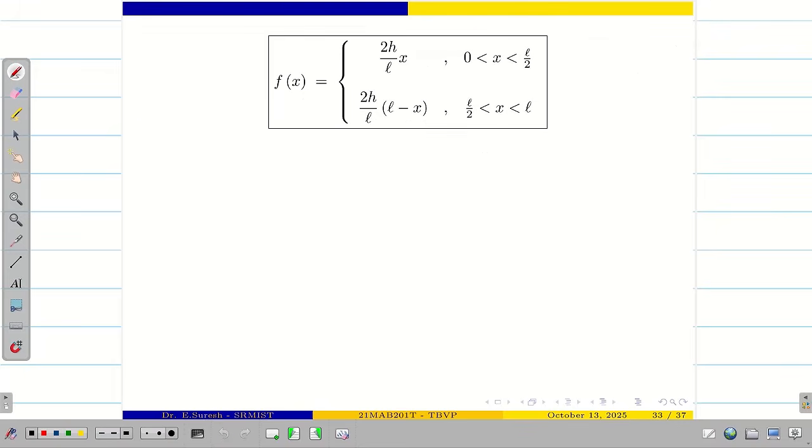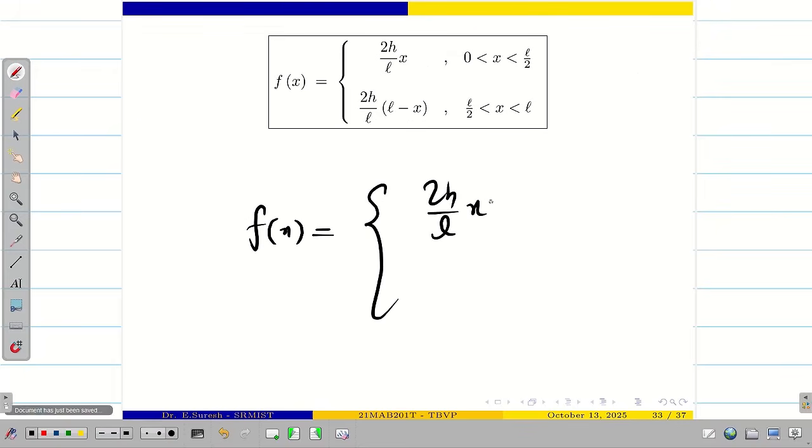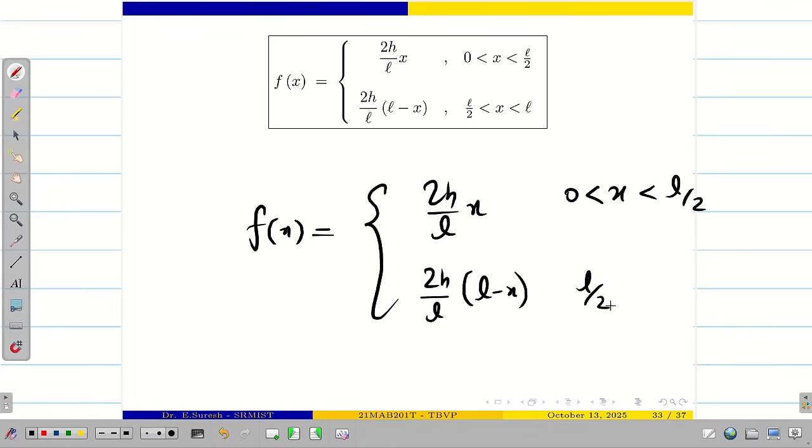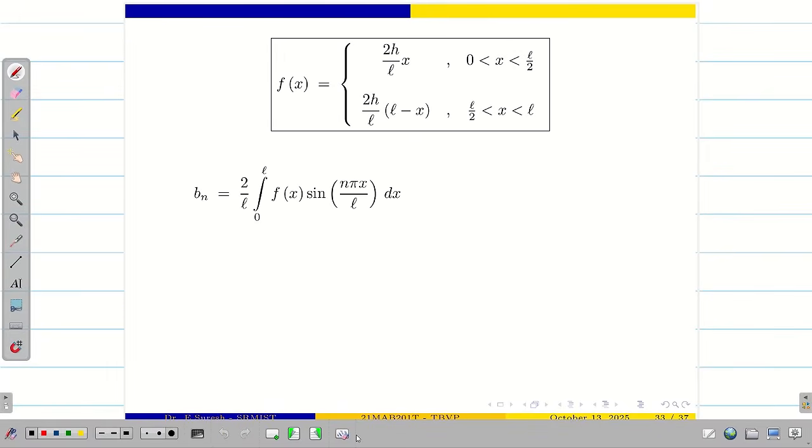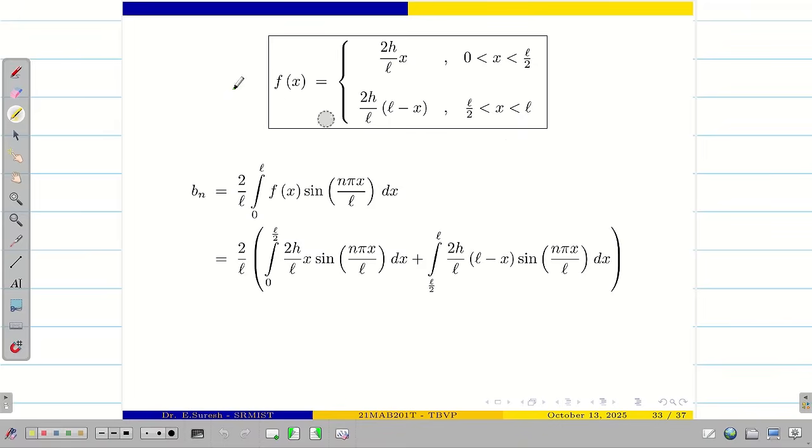We have to represent it like this. f of x is going to be 2hx by L between 0 to L by 2, and it is going to be 2h by L times (L minus x) between L by 2 to L. Finally, we found f of x and we write the half-range Fourier sine series formula. And now we are going to find the answer, that is Bn. But f of x is split into two intervals. From this, I can see 2h by L is common in both integrals.